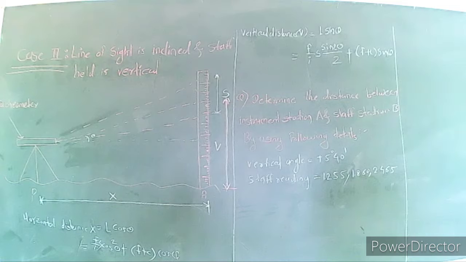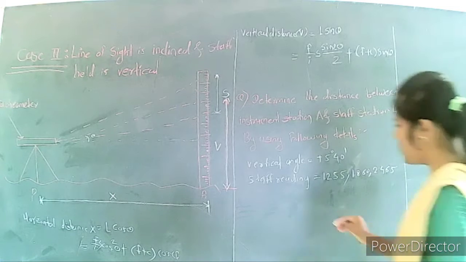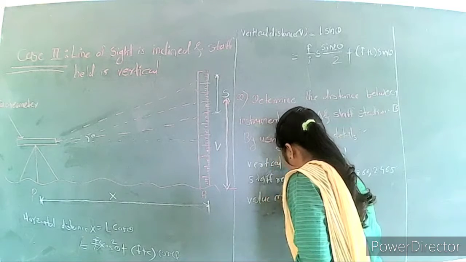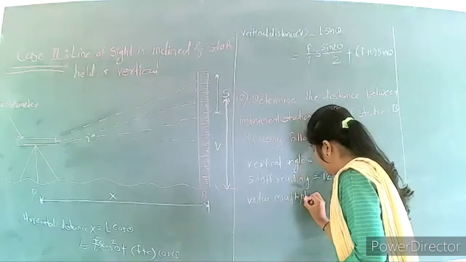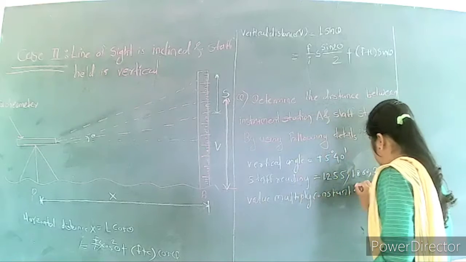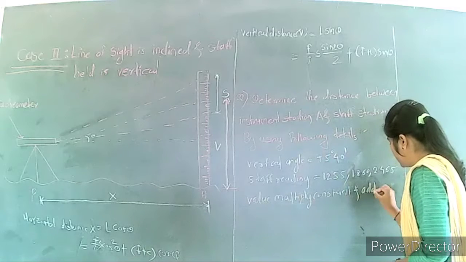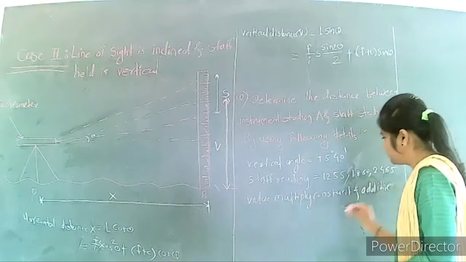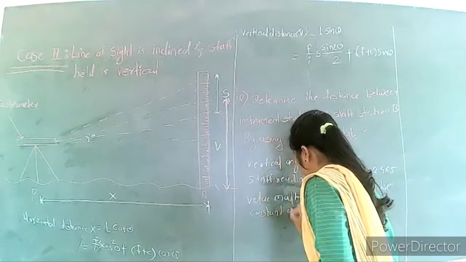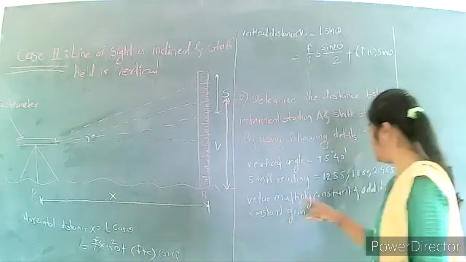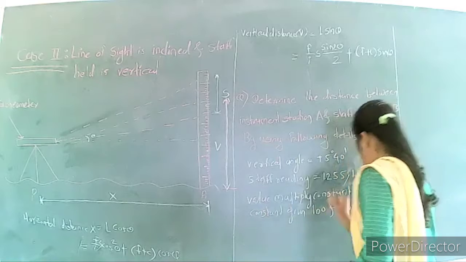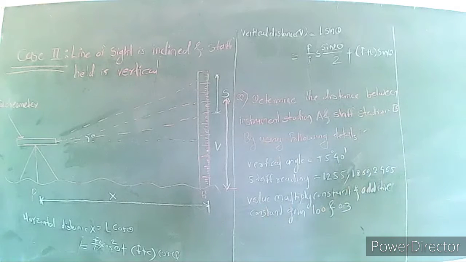After that, the value of the multiplying constant and additive constant is given, and the given value for the multiplying constant is 100, and for the additive constant it is 0.3.